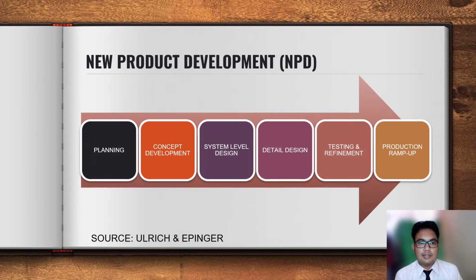As in this slide, there are 6 phases made by Ulrich and Eppinger. The phases include the planning phase, concept development phase, system level design phase, detailed design phase, testing and refinement, and lastly, production ramp-up.